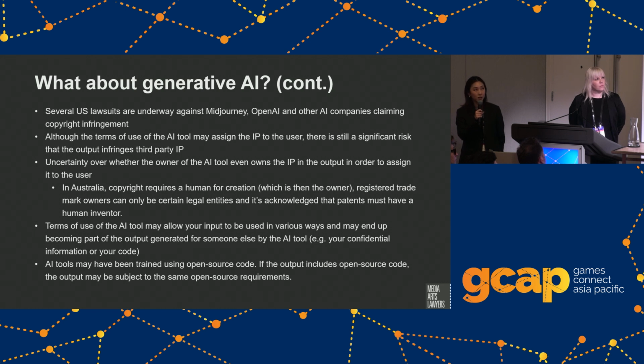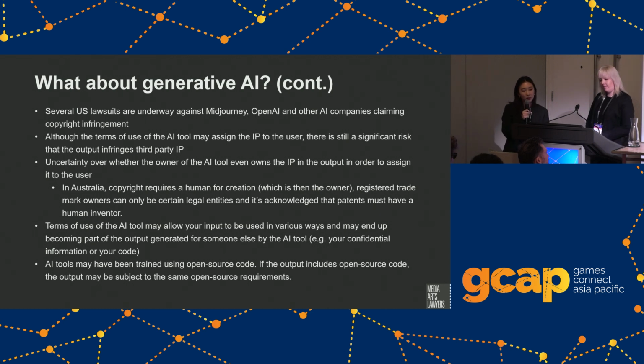There's no clear determinations. The other points are just things to keep in mind when you're using any generative AI platforms. So although the terms of use of AI can assign the IP to you, there are still some obligations, there's still significant risk that the output infringes a third-party IP because you don't know where the database is coming from, essentially. You don't know how that output generation is created. And you don't know if necessarily the platforms are dealing with IP in a way that's completely risk-free.